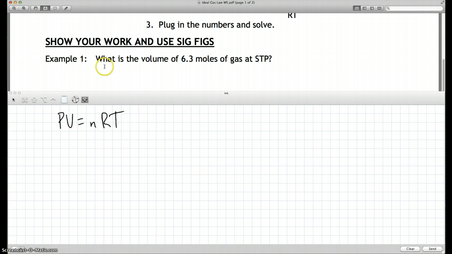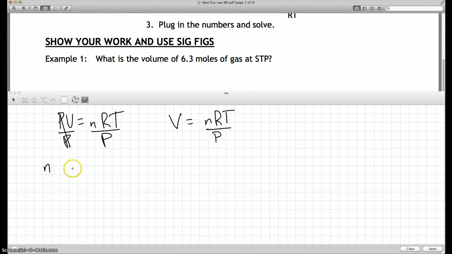So it says, what is the volume? So I'm looking for volume. First thing I'm going to do is rearrange for volume. I'm going to divide each side by P. So I get V equals nRT divided by P. Now I've got to figure out what all these things are.